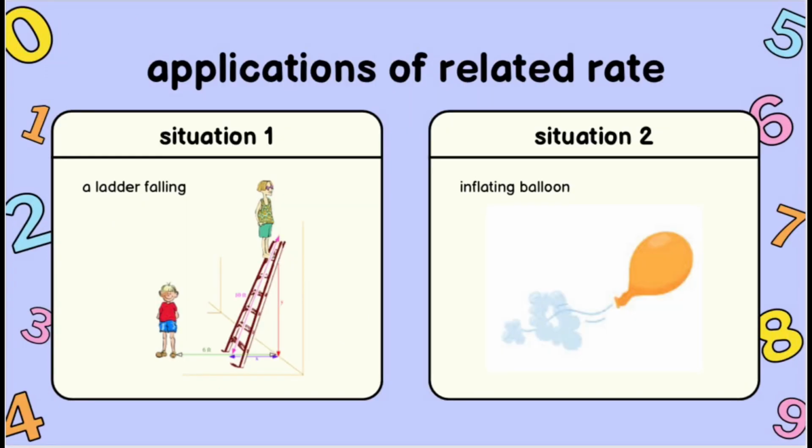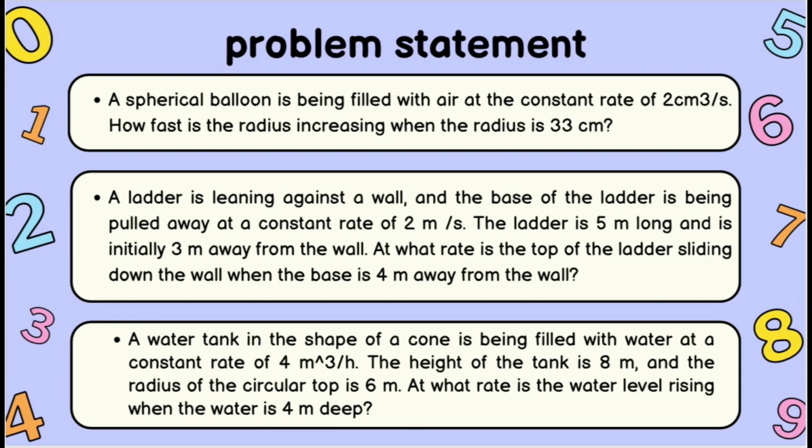Applications of related rates. Examples. Example 1, situation 1, a ladder falling. Situation 2 or example 2, an inflating balloon. Problem statement. We found 3 problems to solve.